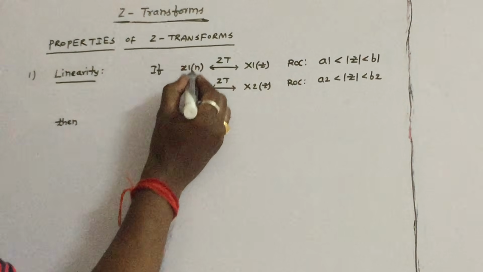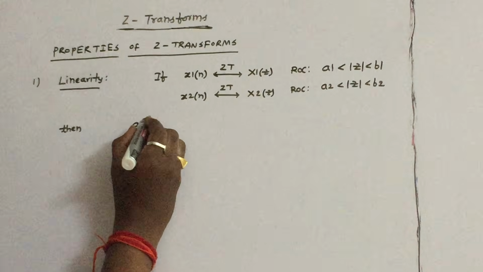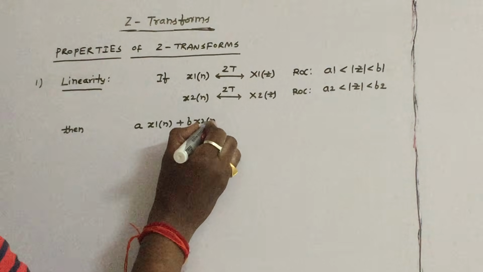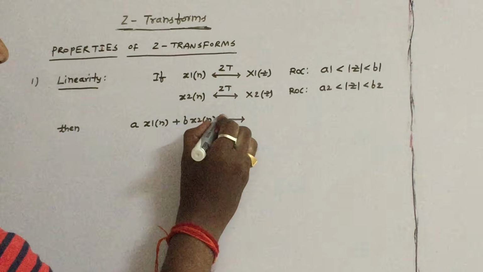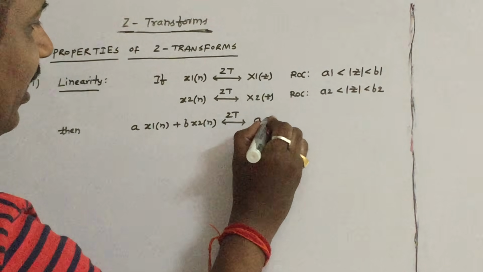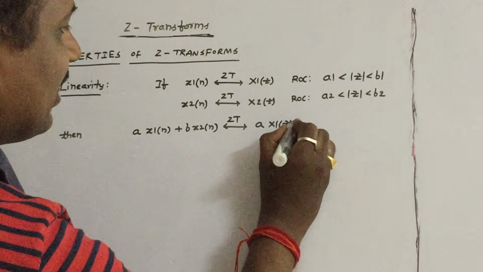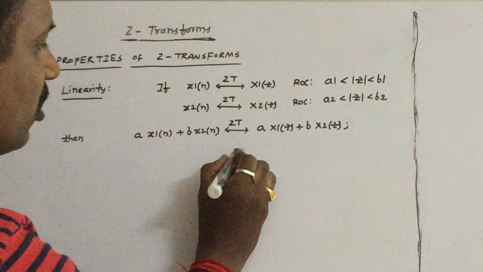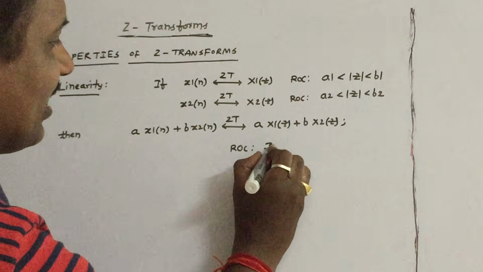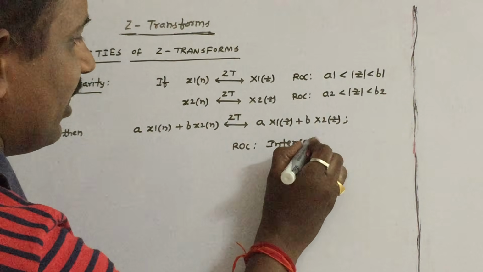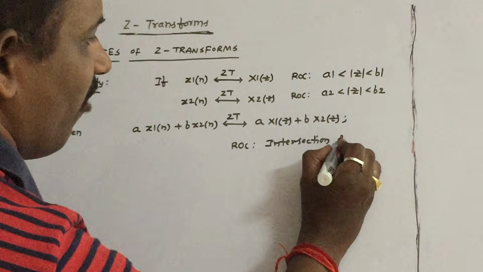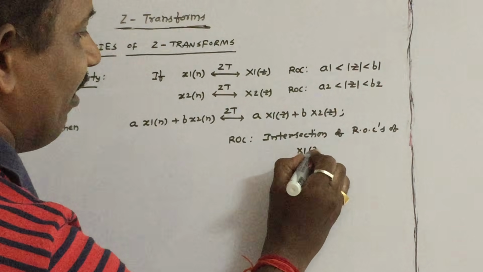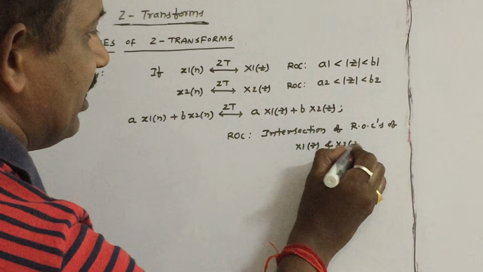We have to add these two sequences linearly, that is A into x1 of n plus B into x2 of n, where A and B are constants. The Z transform is A into X1 of z plus B into X2 of z with ROC. What is the ROC? It is the intersection of, as we have seen in the problems, the intersection of ROCs of X1 of z and X2 of z.